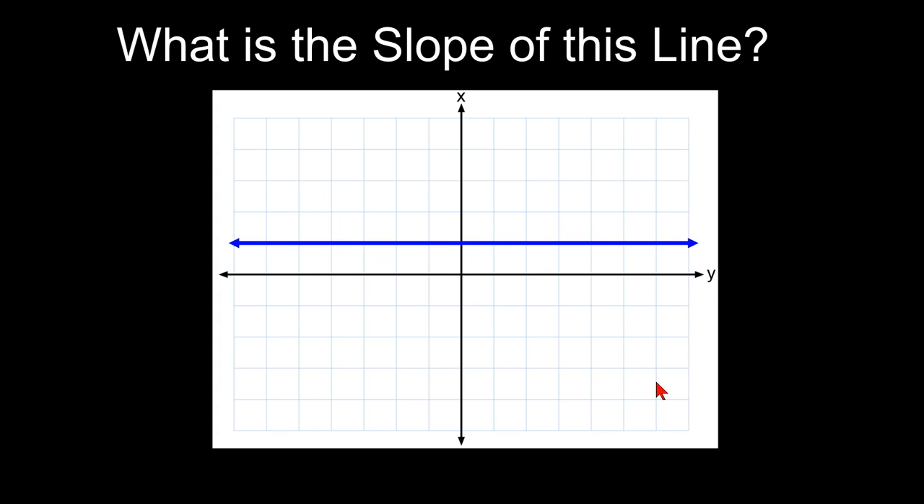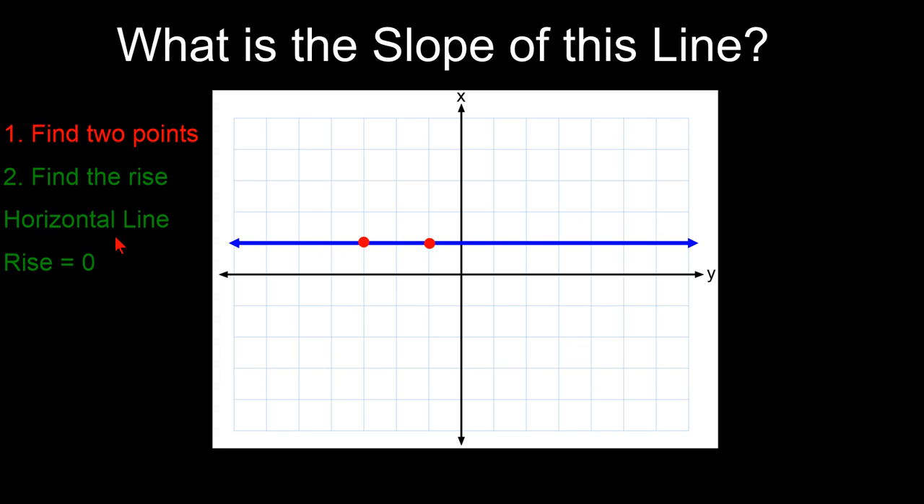Next, let's look at some special cases. This is a horizontal line, but the steps are the same. We first want to find any 2 points, so let's pick these 2 points. Again, you can pick other points, you'll get the same slope. Then we want to find the rise. But if you look at this from left to right, the graph doesn't rise at all. It's horizontal, so there's no rise. For horizontal lines, the rise is 0.